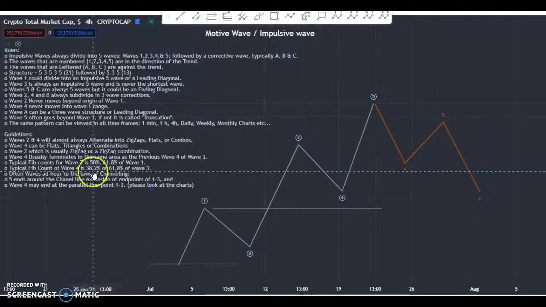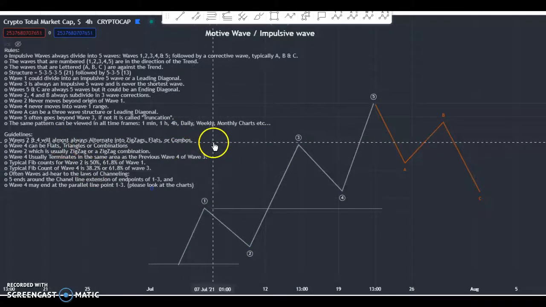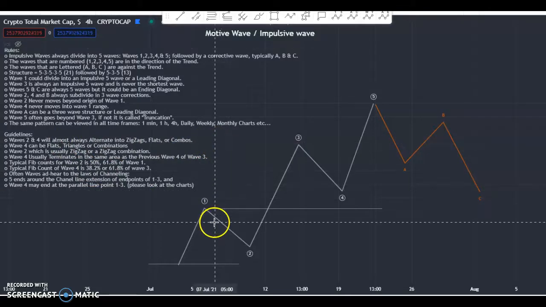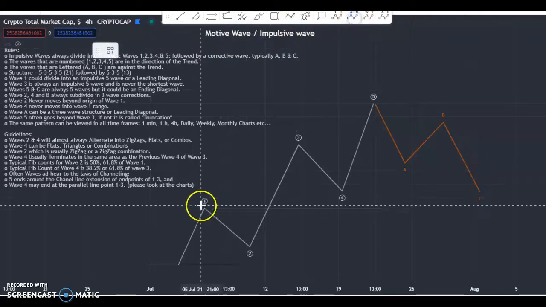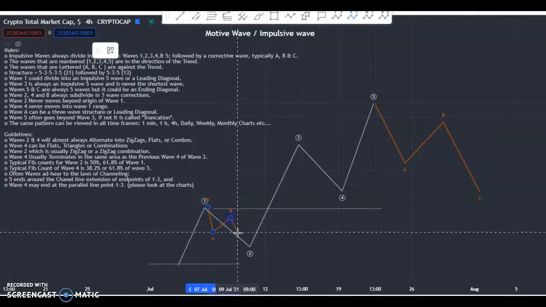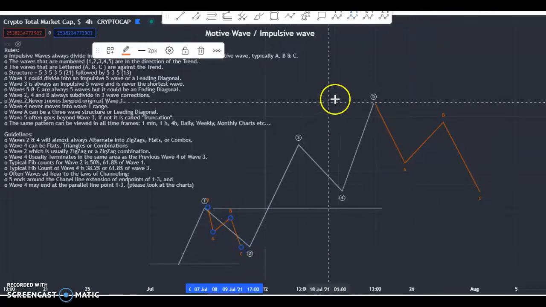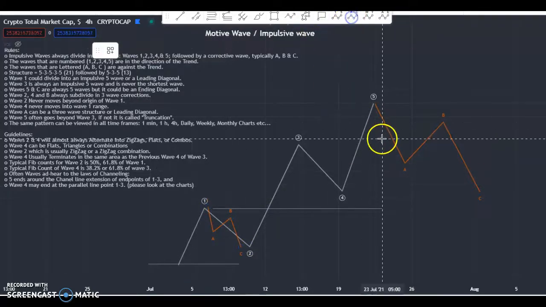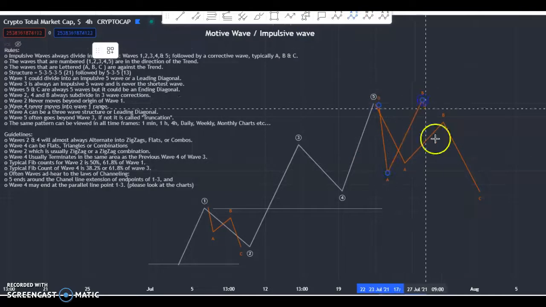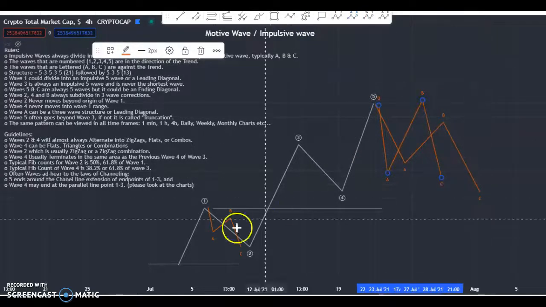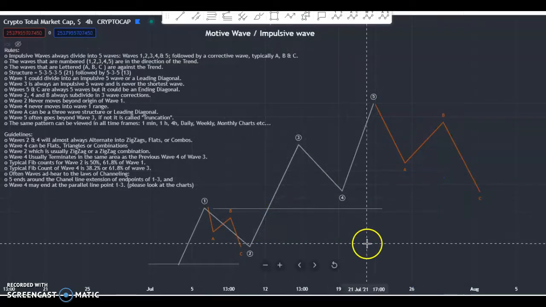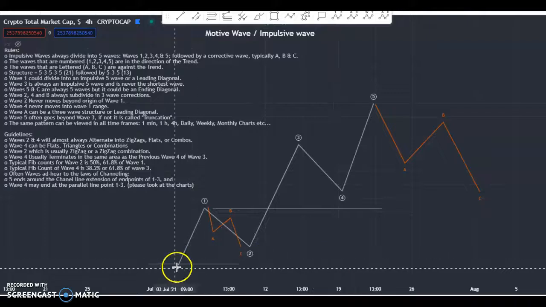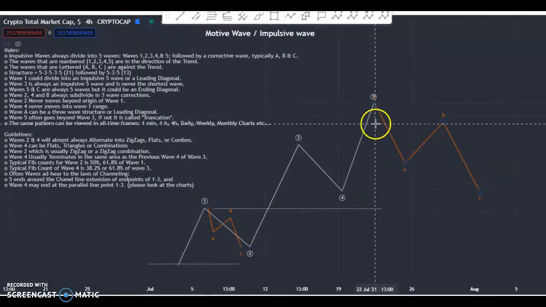Now, there's some guidelines as well. We've got wave 2 and 4 will always or almost always alternate. So if number 2 here is a zigzag like we've got over here, so let me just show you that. If it goes down, nice sharp move like that, it's a zigzag, then number 4 most likely will be a different pattern. So be something like that before it goes up. It's a flat. So this is a zigzag, this is a flat. Now, this just shows you that they alternate most of the time. It's very rare that if you have a zigzag here, you have the same pattern or zigzag in the wave 4.